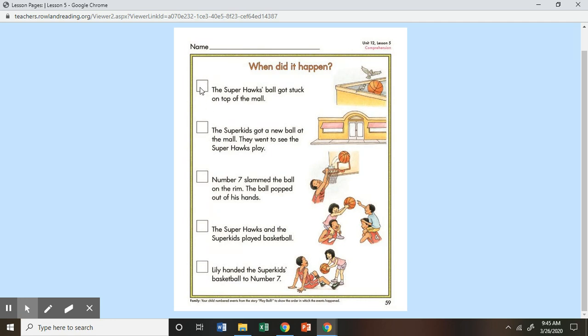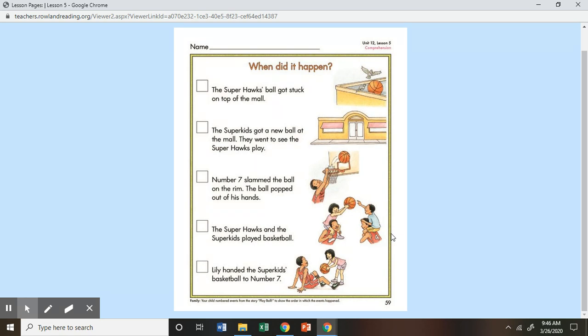So let's read the sentences together first. The Superhawks ball got stuck on top of the mall. The Super Kids got a new ball at the mall. They went to see the Superhawks play. Number 7 slammed the ball on the rim. The ball popped out of his hands. The Superhawks and the Super Kids played basketball. Lily handed the Super Kids basketball to number 7.